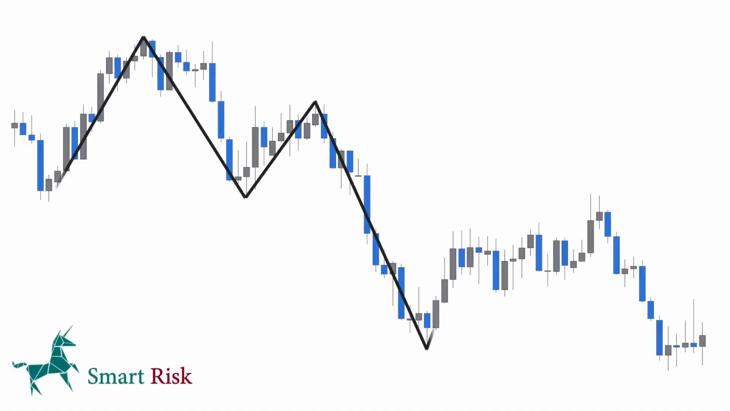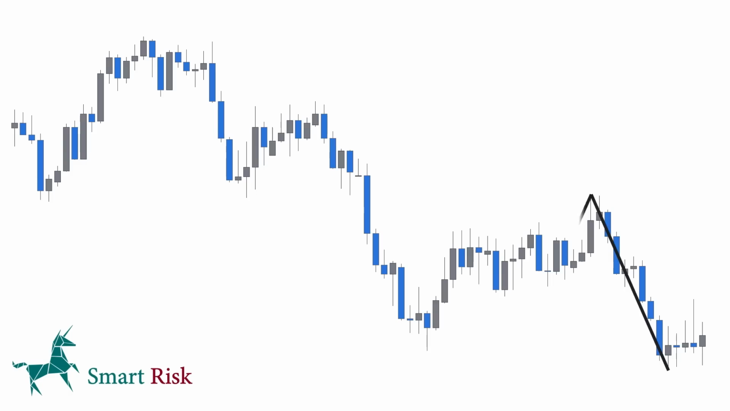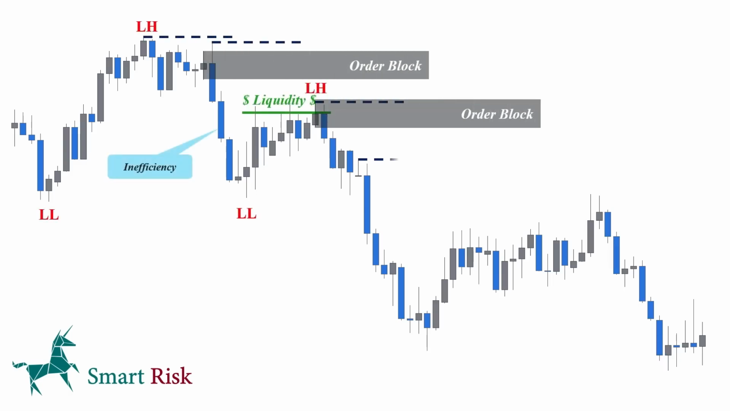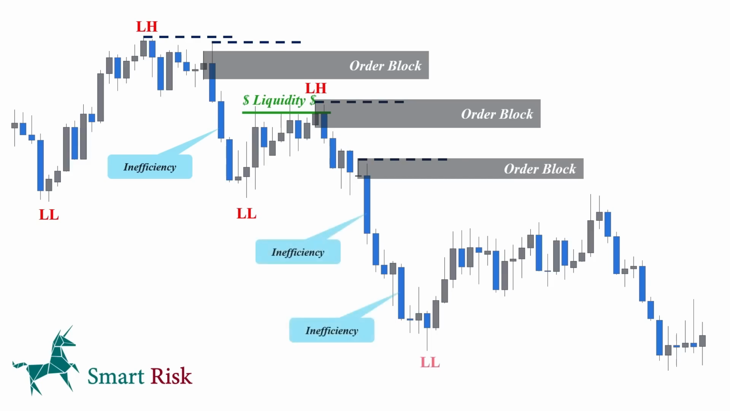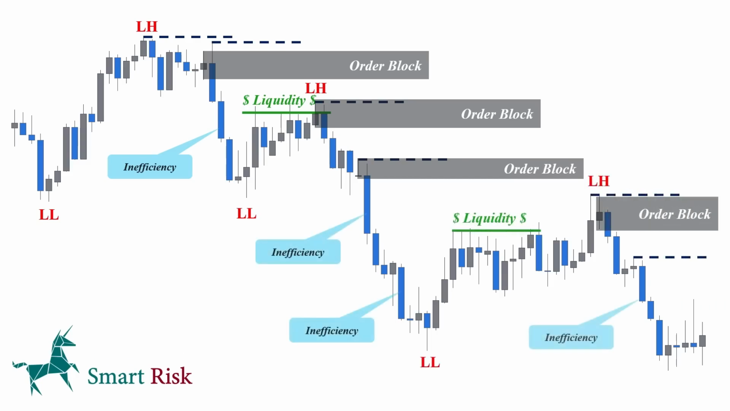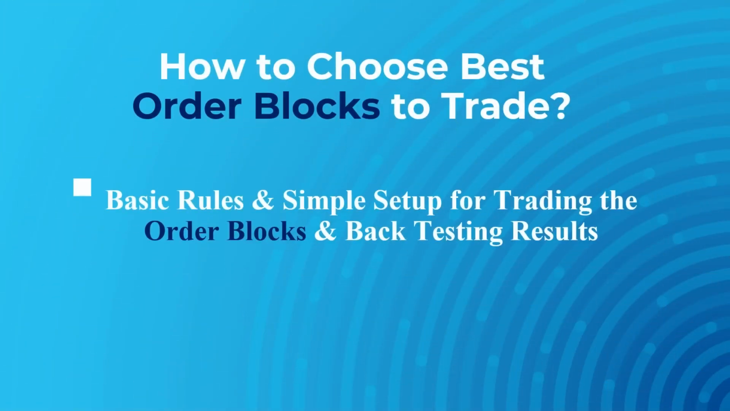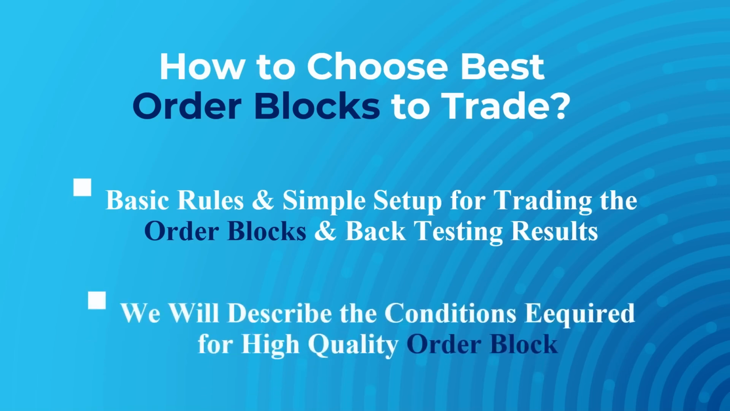We applied multiple rules to see if they really increase the win rate of order blocks, and gathered some of the most interesting results. We concluded that order blocks work under certain conditions when some repetitive patterns happen in the market. So in this video, first we will explain the basic rules and a simple setup for trading the order blocks, and we will show you the backtesting results. Second, we will describe the conditions required for high probability order blocks and how to increase the win rate.